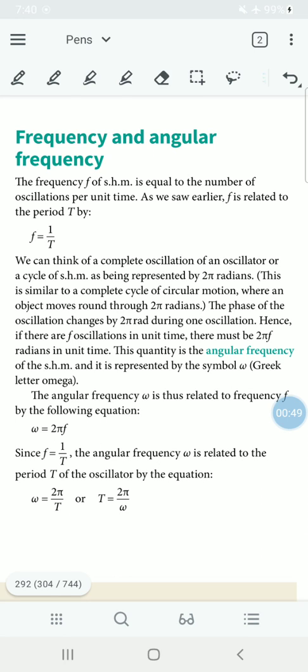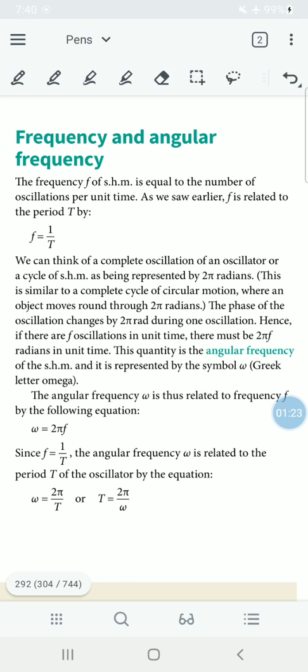So don't be misled or confused. For example, here there is the reference to omega, right? We have learned a different omega earlier, so that is not relevant to SHM. SHM omega is something entirely different. Remember it like that. There are some comparable points, but remember them as different aspects.